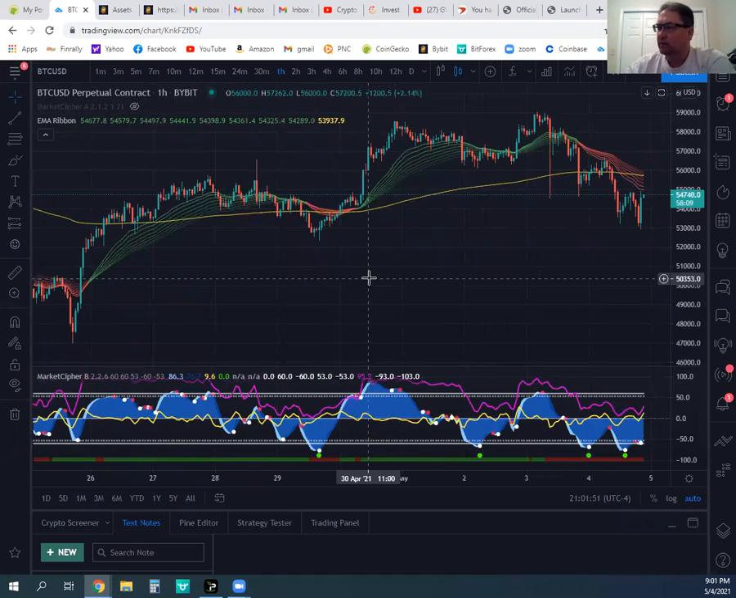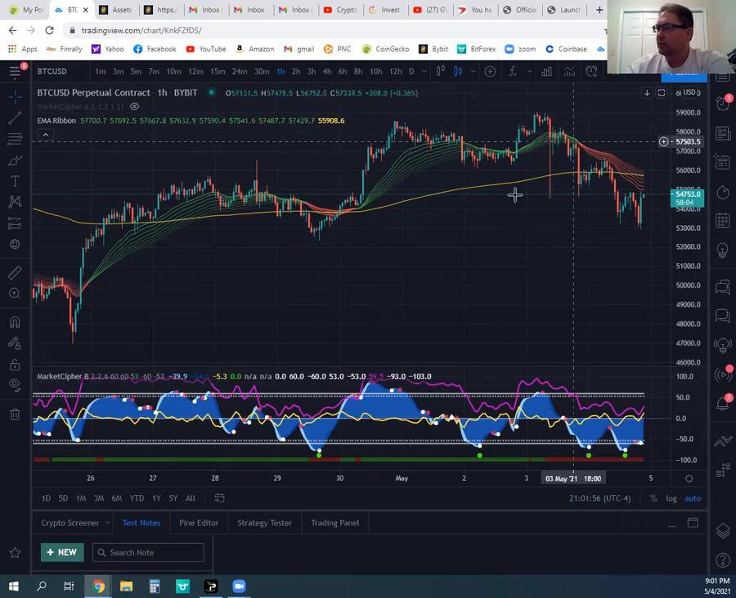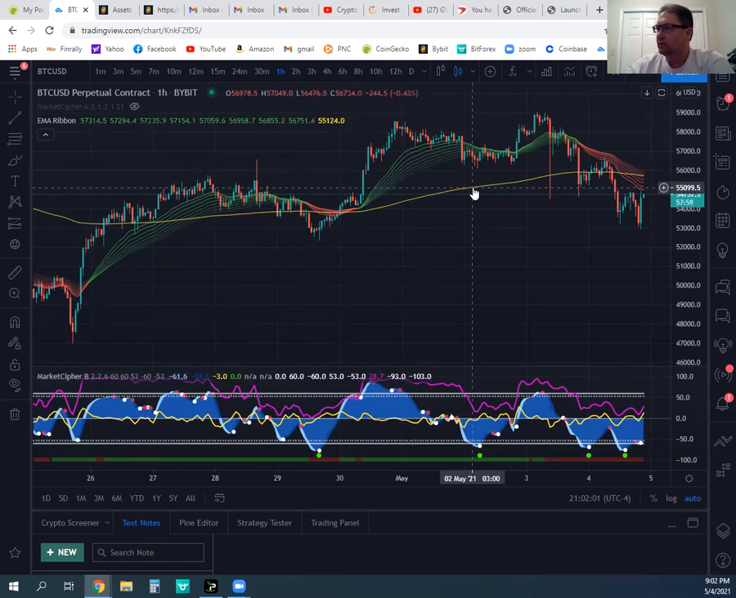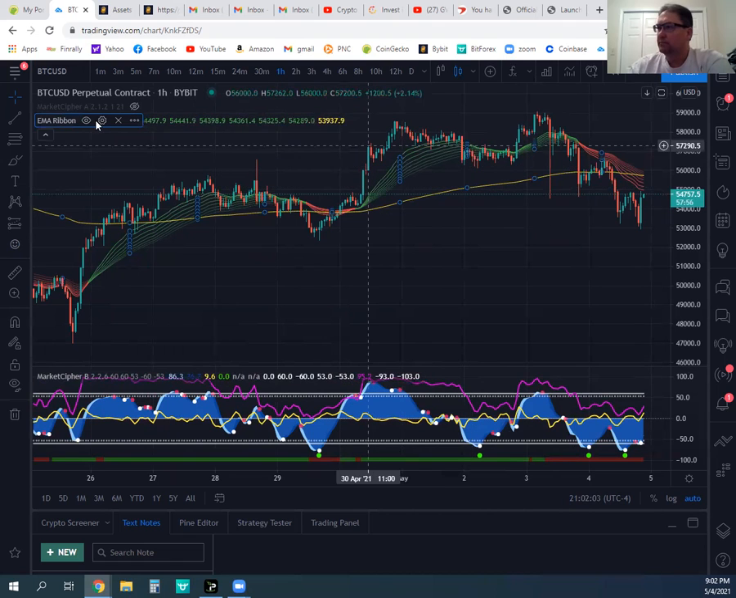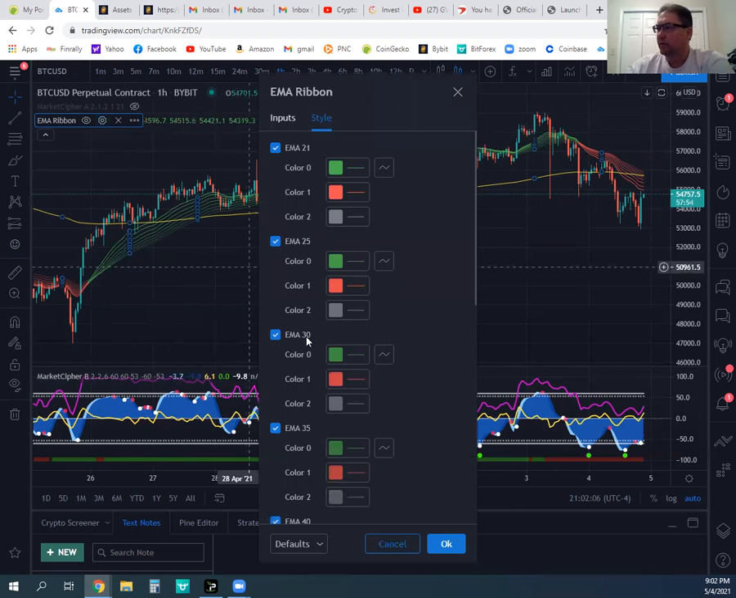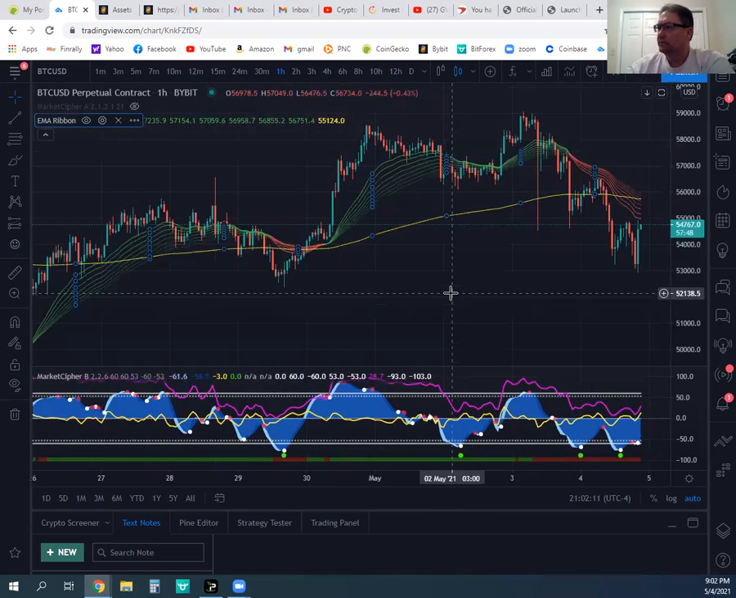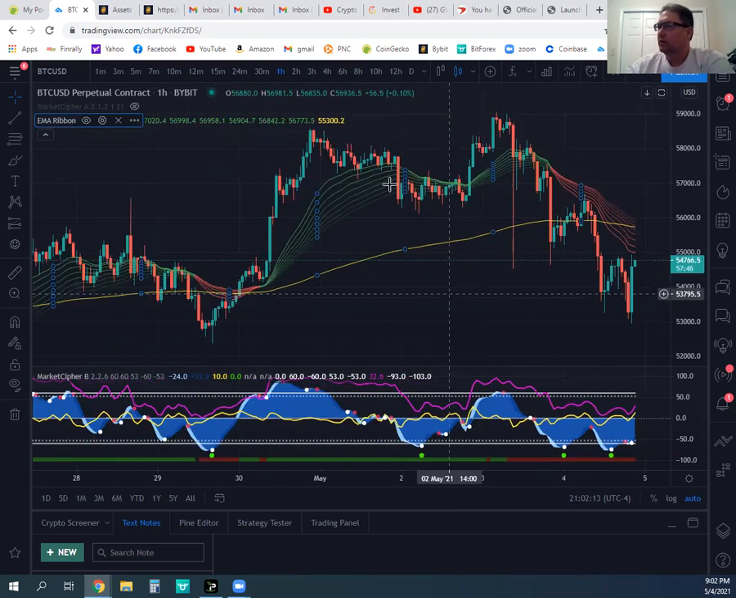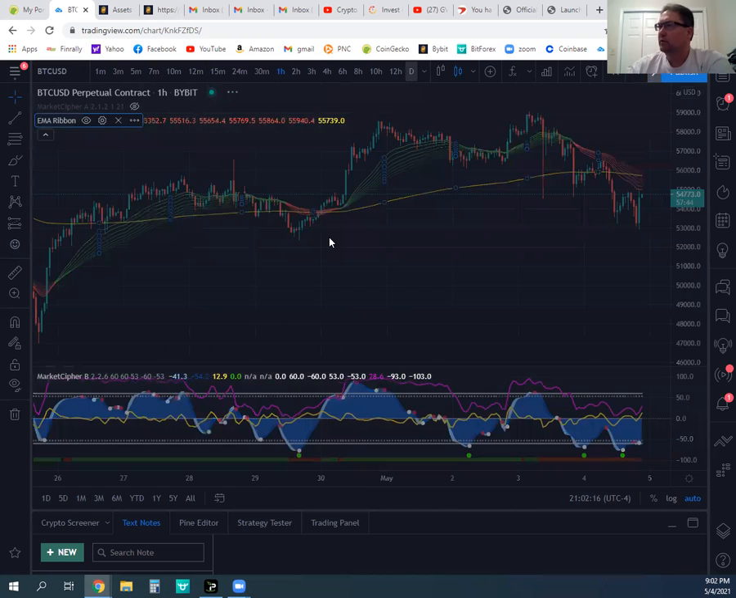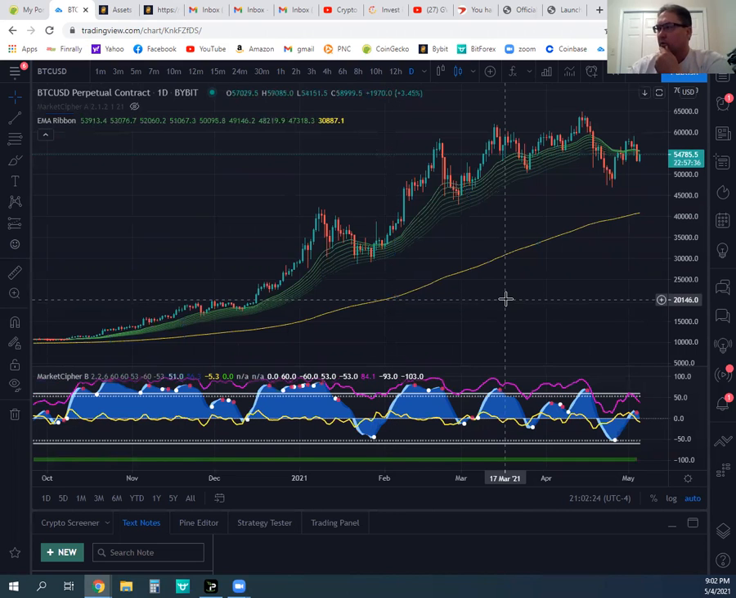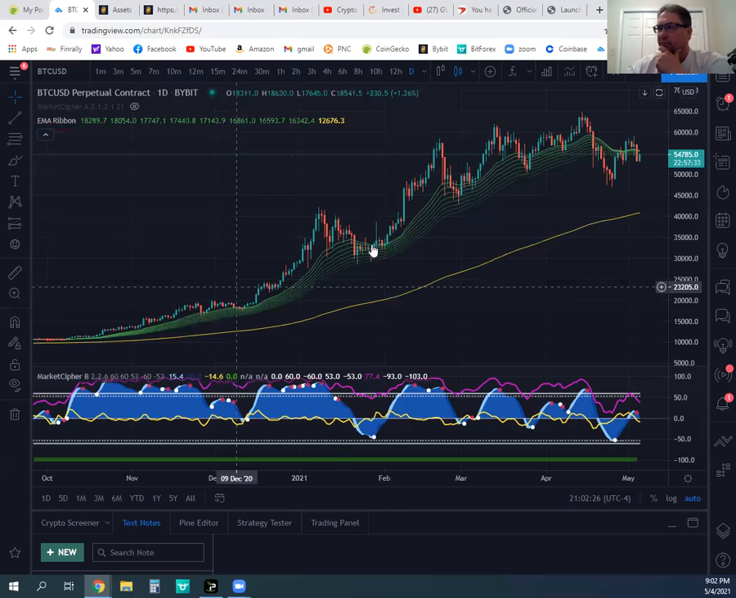What do I have here currently on my charts? I have an EMA ribbon, and this is the 200 moving average, and that is part of the EMA ribbon. So there you have it. Now we're going to start with the daily chart. This is the BTC USD pair. This is a Bybit structure or feed, I guess I should say.